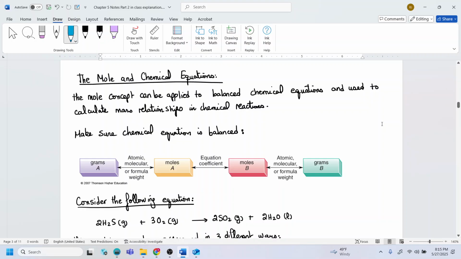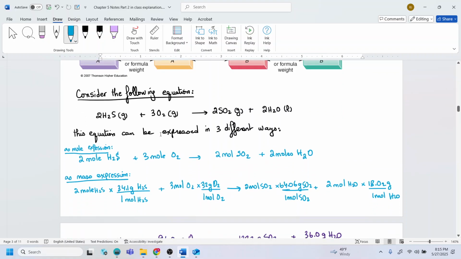So if we have a balanced chemical equation, we can use the mole concept and we can build a mass relationship for the chemical reaction. For example, if you are given the mass of A, we can go from the mass of A to the moles of A by using the molecular weight of A. And then if you look at the balanced chemical equation, we can relate the moles of A to the moles of B. And after this, we can change the moles of B into grams of B by using the molecular weight of B. Let's have an example here.